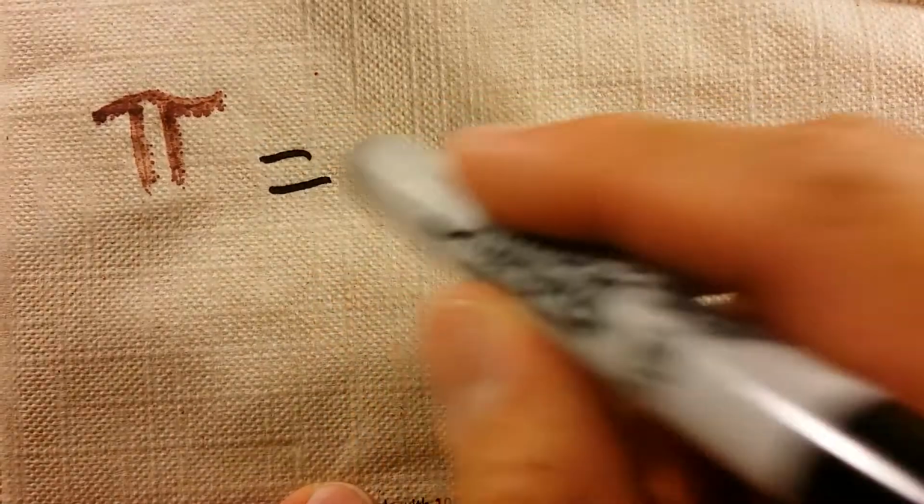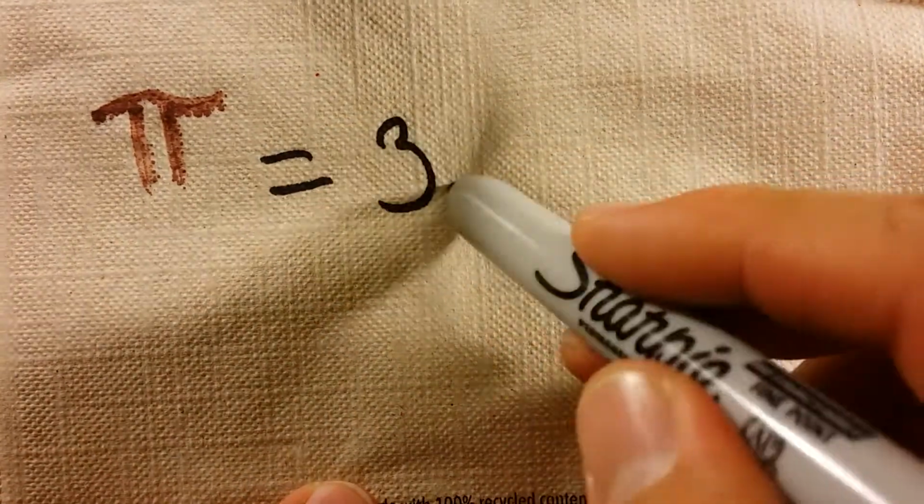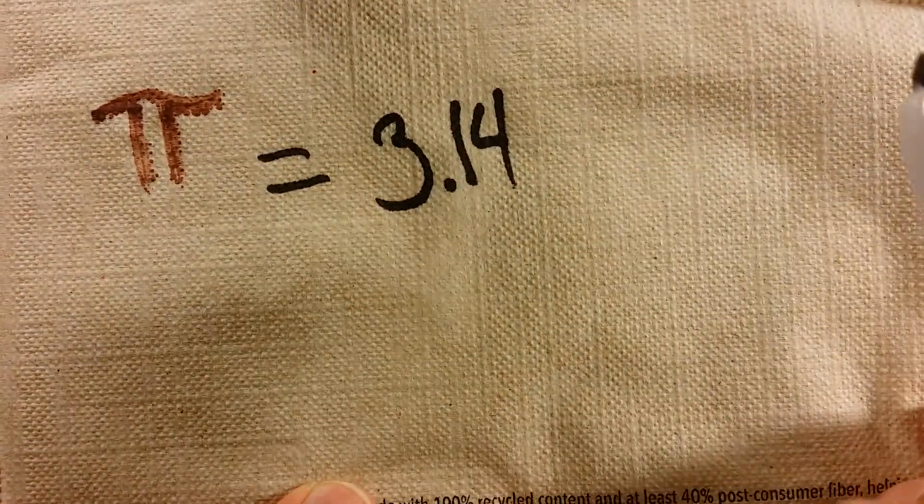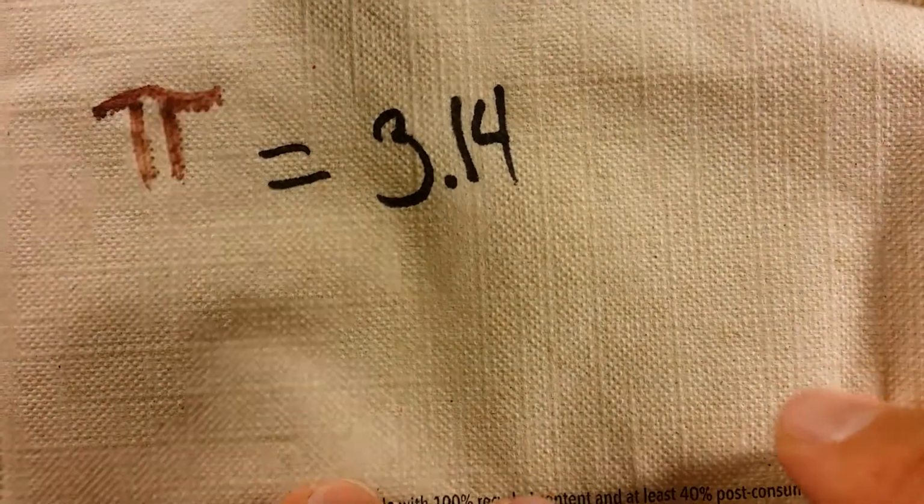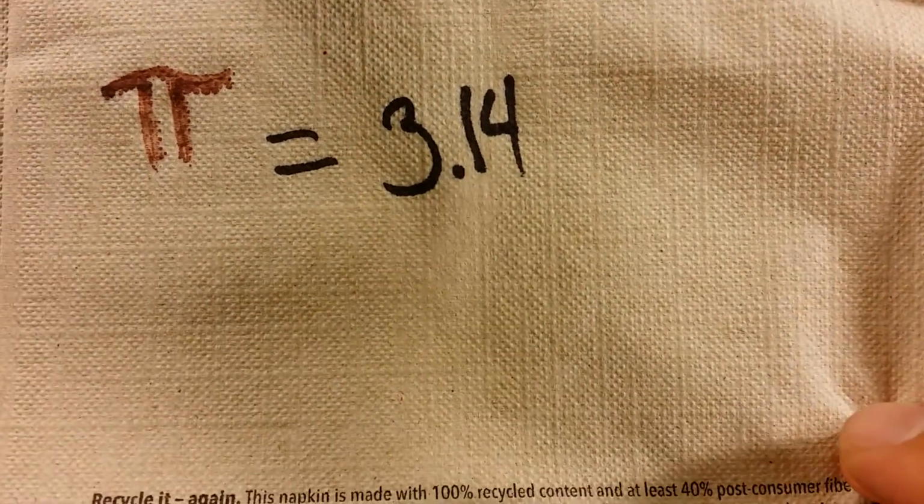Now, let's check out pi. Pi, well, is just that, pi, or 3.14, which is a constant that's going to remain constant throughout the entirety of the use of this equation. We really can't change pi. It's an already set number.